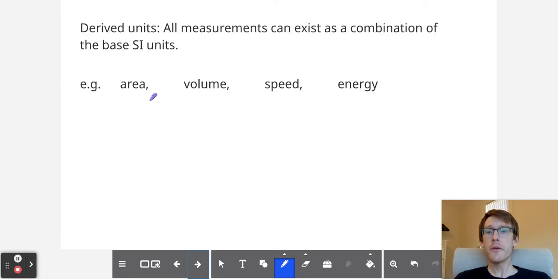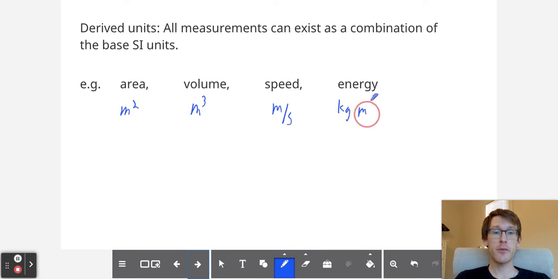All other units are really derivations of these base units. So for example, area can be measured in a combination of meters and, well, meters. It's meters squared. Volume would be meters cubed. Speed would be in meters per second. And energy, although you may be familiar with joules and calories, a joule is actually 1 kilogram meters squared per second squared. This is definitely something for physics, that derivation, but goes to show that when you combine base units, you get anything else.